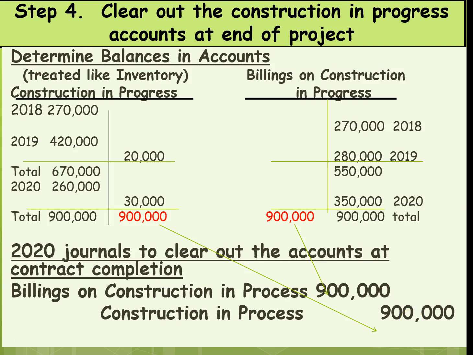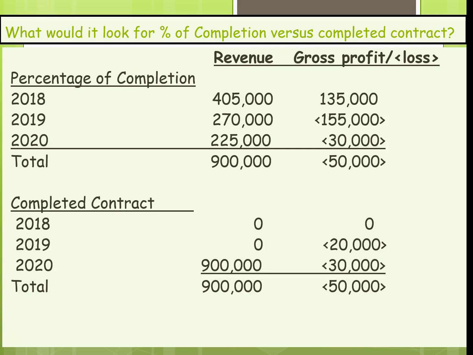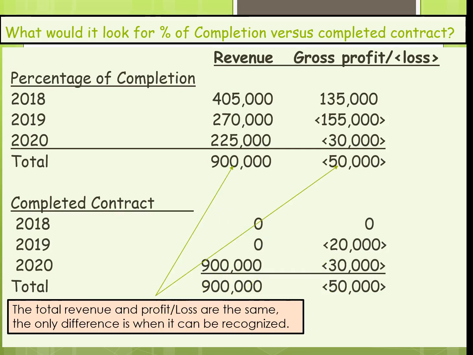Now, what does it look like when we talk about revenue and gross profit? Percentage of completion, we would record the revenue and we would show the loss. But for a completed contract, all we'd show would be a loss. In 2019, no profit still would be recorded until the contract is complete in 2020. And again, if you notice, the same amount of loss and revenue is recorded in both cases. It's just when it's recorded. And that concludes this presentation.